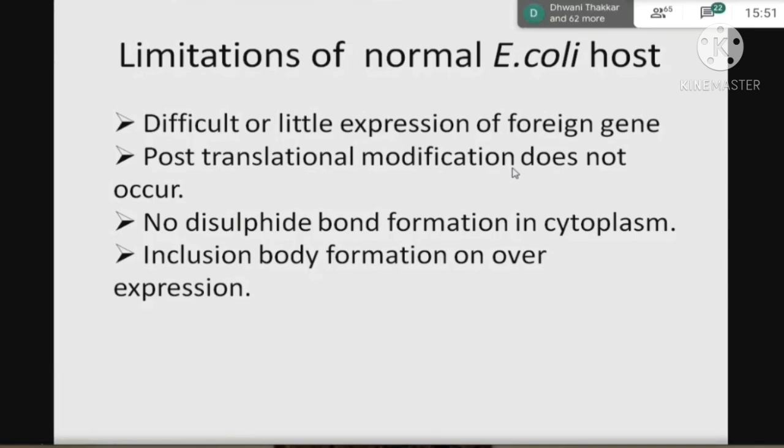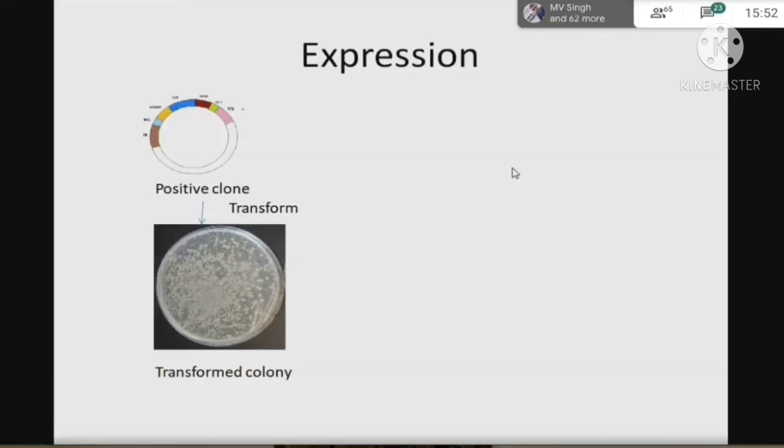The main serious problem is inclusion body formation on overexpression. The particulate nature of misfolded, insoluble protein is the inclusion body. So the serious problem of using E. coli as a host is production of inclusion bodies. So how can we get rid of the formation of this inclusion body? We will discuss all these things, how scientists have solved this. What are the strategies? We will discuss this step.